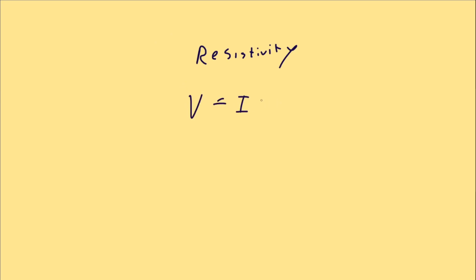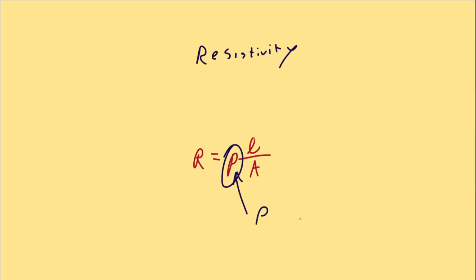Voltage equals current times resistance. But what determines resistance in the first place? Here's the deeper law. R equals this over this. Let's break this down. Here, this symbol is not P, it's the same symbol that we use for density, and it tells you how much a material resists current. So different materials will have a different resistivity.